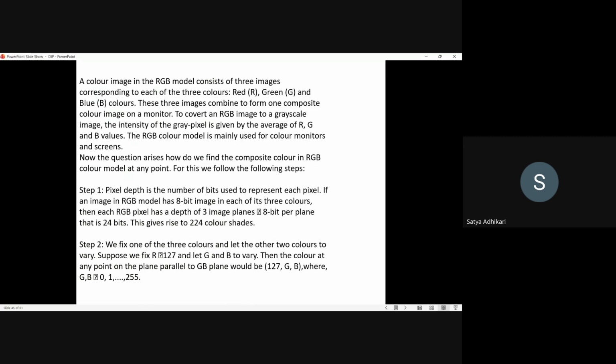For this, we follow the following steps. Pixel depth is the number of bits used to represent each pixel. If an image in the RGB model has 8 bits in each of its 3 colors, then each RGB pixel has a depth of 3 image planes, 8 bits per plane, so 24 bits. This gives rise to 2 to the power 24 colors. We fix one color and let the other colors vary. Suppose we fix R equal to 127 and let G and B vary, then the color at any point on the plane parallel to the GB plane would be 127, G, B, where the other values lie between 0 and 255.